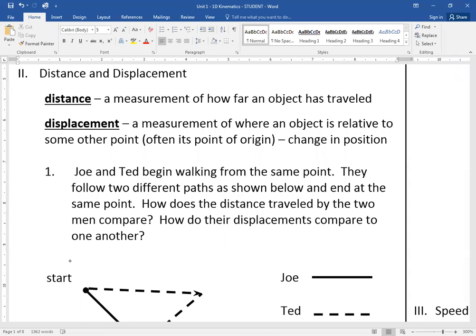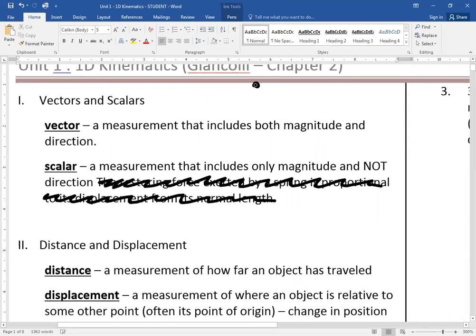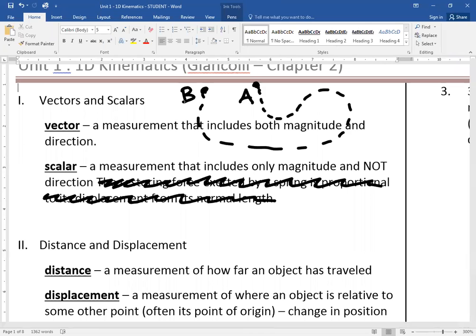So if an object begins at point A here, and it moves like this to point B, and I want to talk about the distance it traveled, what do I need to include? Like the path from A to B. Okay, so all this dotted line stuff counts, right? If I'm talking about the distance from A to B that I actually traveled.